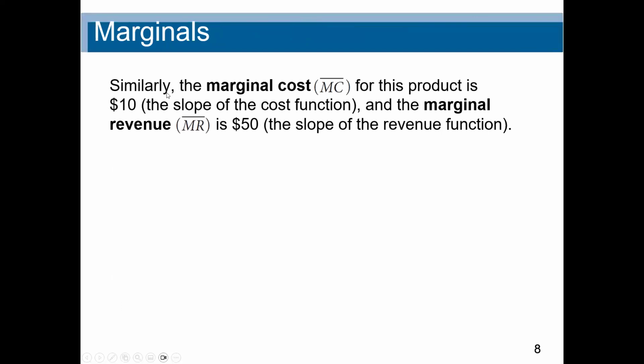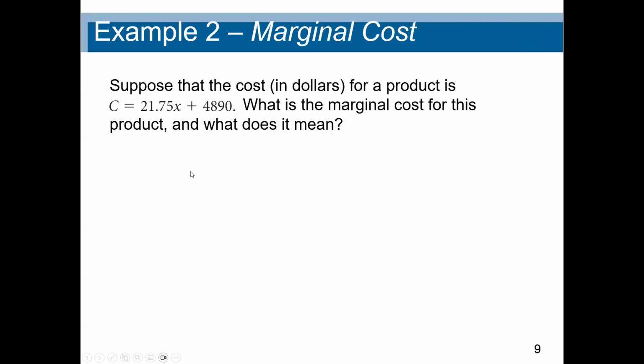Similarly, the marginal cost for this product is $10 because we have 10X plus 200,000. So the marginal cost, given total cost of 10X plus 200,000 from example one, will be $10. Same thing with the revenue. Revenue was 50X. So the marginal revenue will be 50 from the first example.